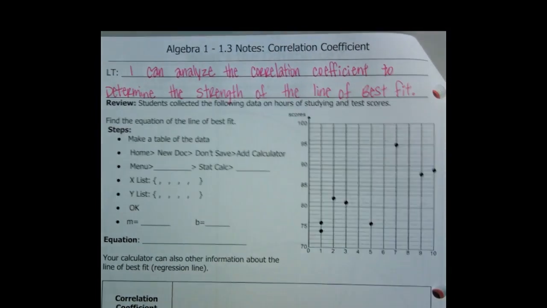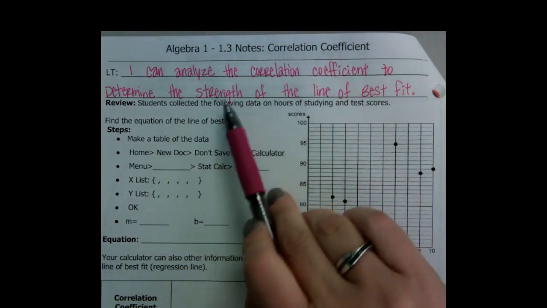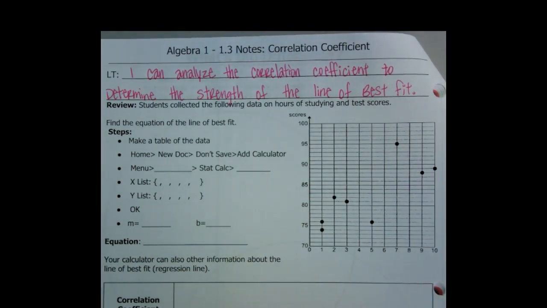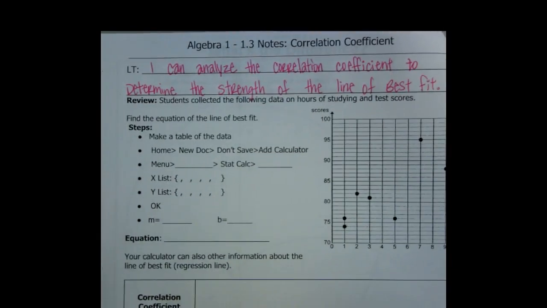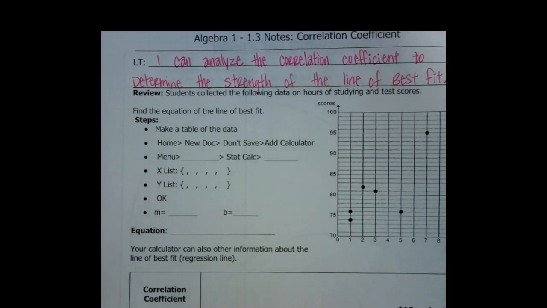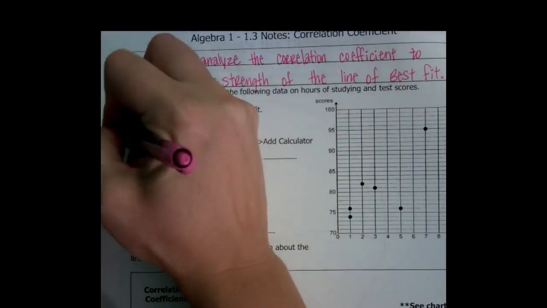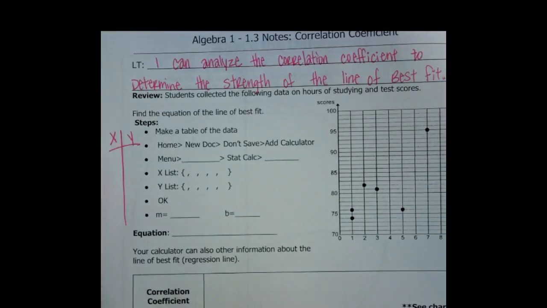So we've already gone over how to create a line of best fit. Now we're just going to see how good or how strong that line of best fit is. So first step here, make a table. Sometimes it gives us a table, sometimes it doesn't. So we're going to make a table. I'm going to do it off to the side in this space over here. So I have all my data. So X, Y, and I'm going to fill it in.